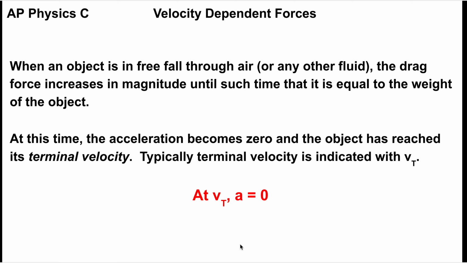The key thing to recall here is that at v sub t, when the object is at a terminal velocity, its acceleration is zero. So technically it's no longer in free fall, because free fall is defined as something that is subject to only gravity. But I guess when you jump out of a plane, you start at free fall.